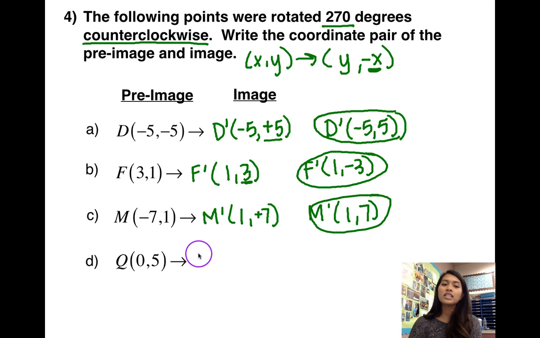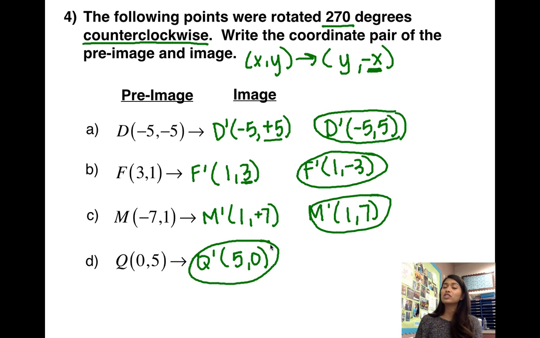Now, last but not least, with Q, which is 0, comma 5, I'm going to say Q prime is the reverse. So we're going to put 5, comma 0. And then I'm going to have to take the opposite of the second value. There's no such thing as a negative 0. So this is actually my final answer. Q prime is just 5, comma 0.